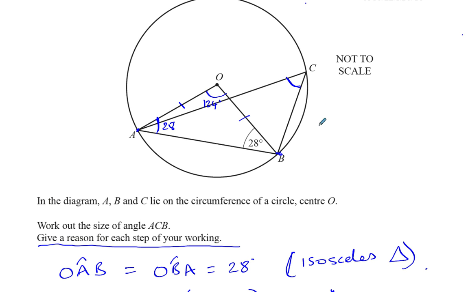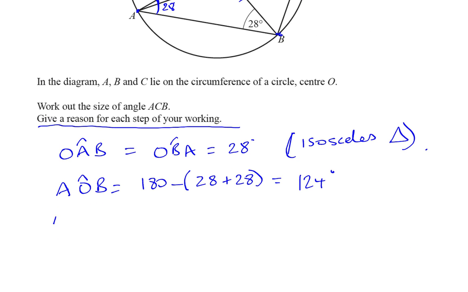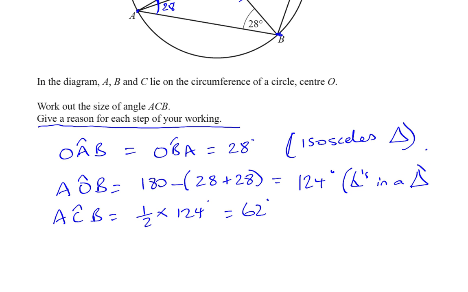So I can say that the angle ACB is equal to a half of 124. So angle ACB is equal to a half times 124, which gives you 62 degrees. Now for the reason before, I would put here angles in a triangle. That's fine.